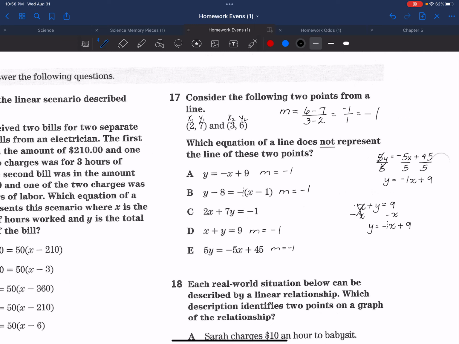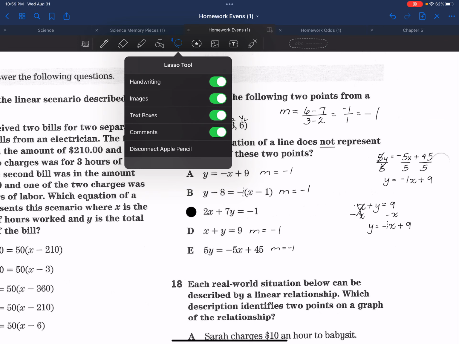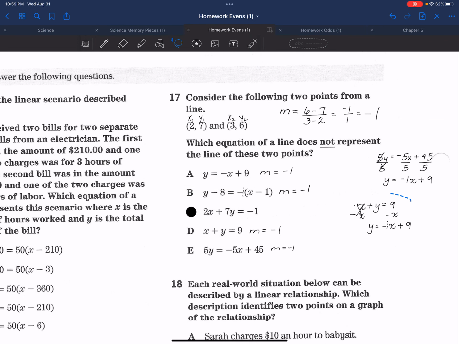Okay. So by finding those four, I can tell you that C doesn't fit. I don't even have to find the slope in C to know that that's the answer. I'm going to find it because I want you to see how to do that. But we don't have to. If I were on a test, I would not do this because it takes time. But let me show you how to do that.